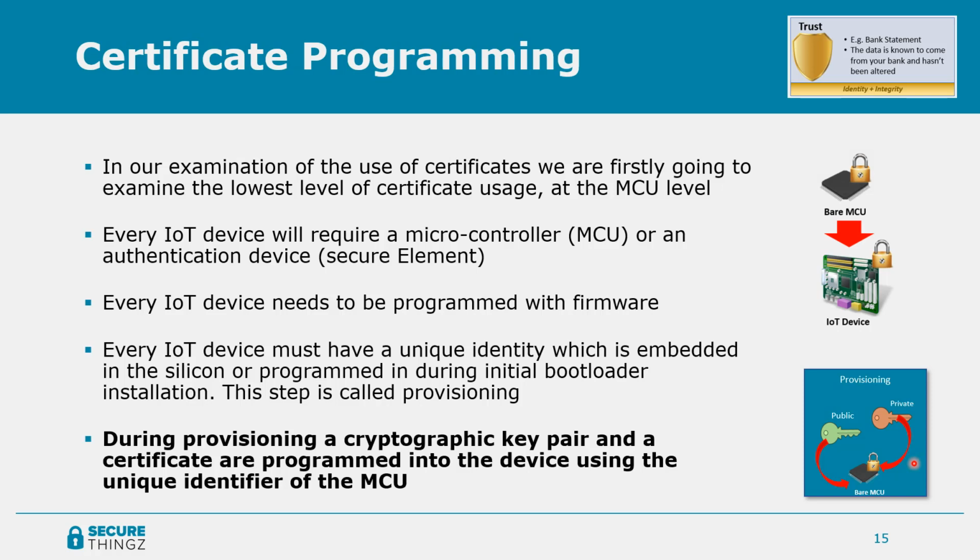So let's have a look at certificate programming. This is when you're developing an IoT product and you want to actually put a certificate in your device. Every IoT device will require some sort of microcontroller or an authentication device, sometimes a secure element. And each IoT device needs to be programmed with firmware. Every IoT device must have a unique identity which is embedded in the silicon. Sometimes that comes out as a silicon ID, or it's programmed in during initial bootloader installation. And this is what we call provisioning, and this is covered in other webinars. During this provisioning process, a cryptographic key pair and a certificate are typically programmed into the device, and it often uses the unique identifier of the MCU implanted in the certificate.